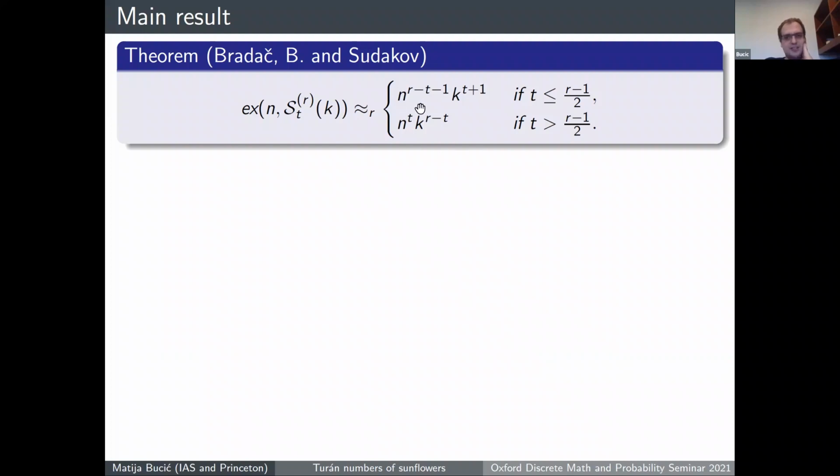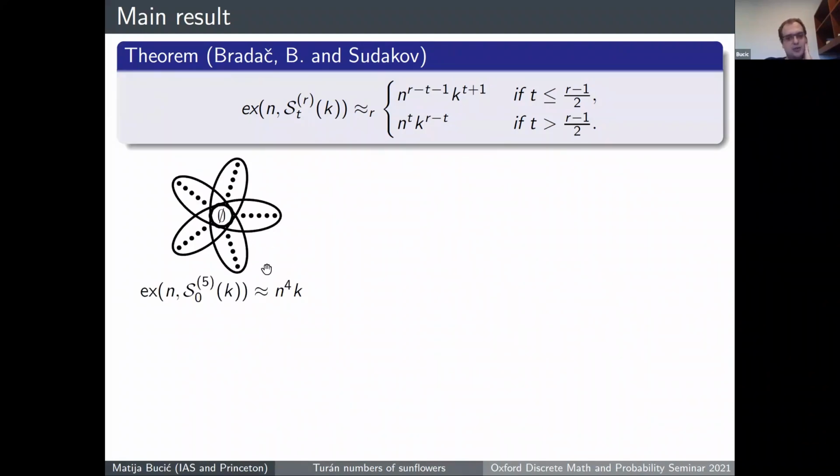And I understand this is a bit notation heavy and messy statement. So let me rather try to illustrate what the answer is on an example, and then say what this theorem is actually saying. So let's look at the 5 uniform case. This was the first open one. And here I'm including this sunflower with empty kernel just to preserve symmetry, and because it does obey the statement of the theorem. If you plug in t equals 0, you'll get the correct statement.